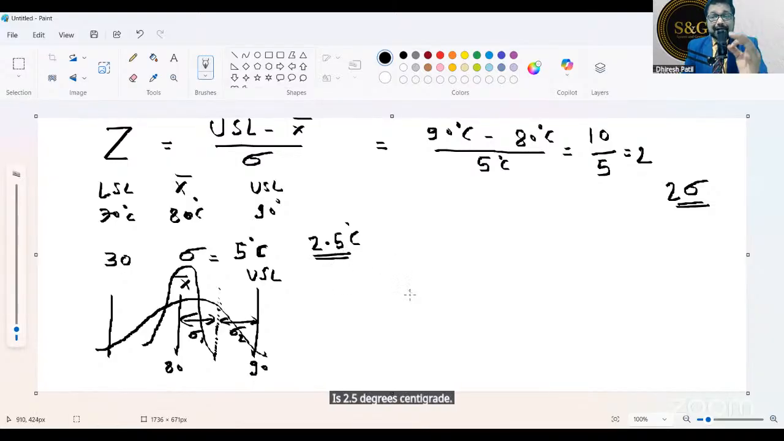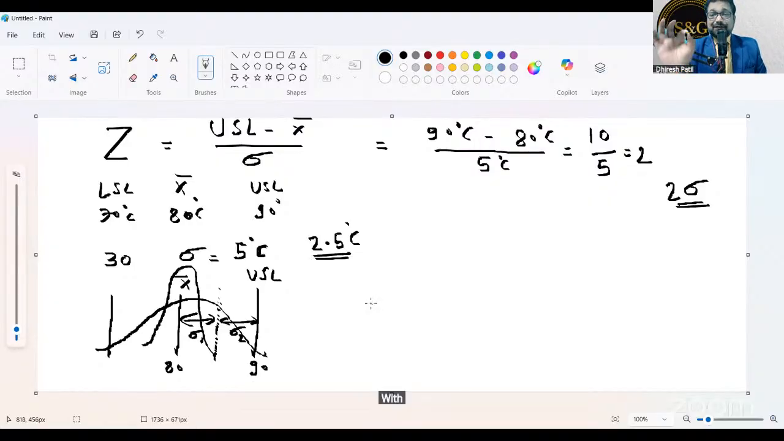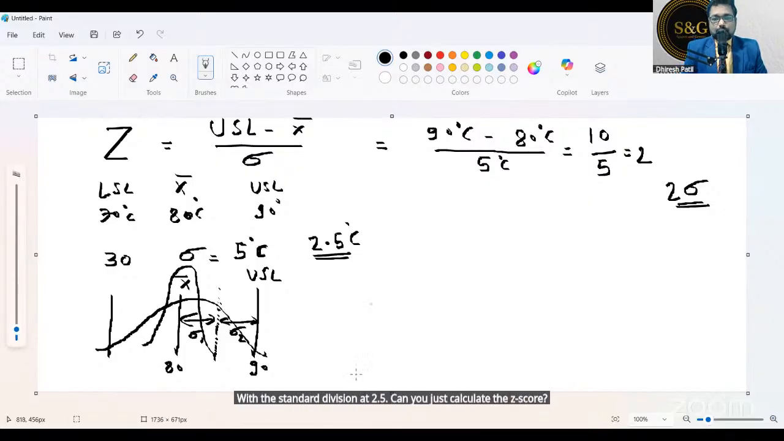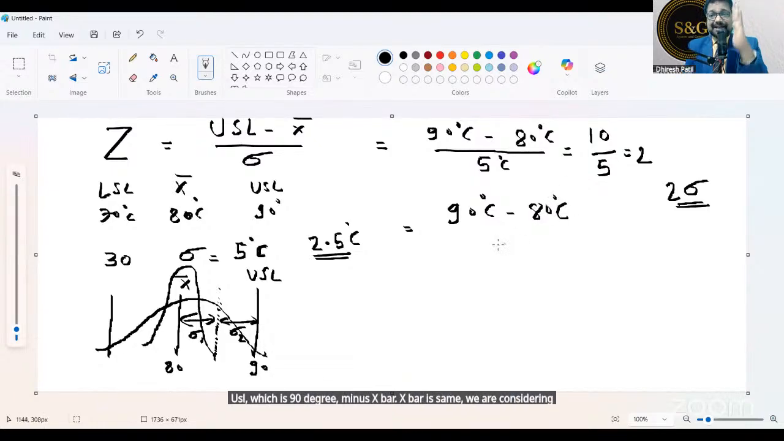Now, can you calculate the z-score with the same formula and give me the z value? Type in the chat box. Can you calculate the z-score right now with the standard deviation at 2.5? What is the z-score again here? The same, right? USL, which is 90 degrees, minus X bar. X bar is the same. We are considering X bar is 80 degrees only.